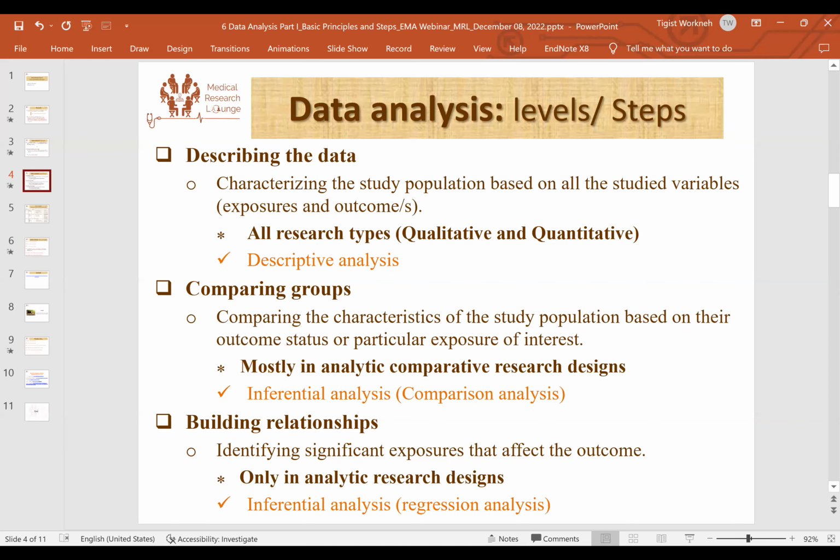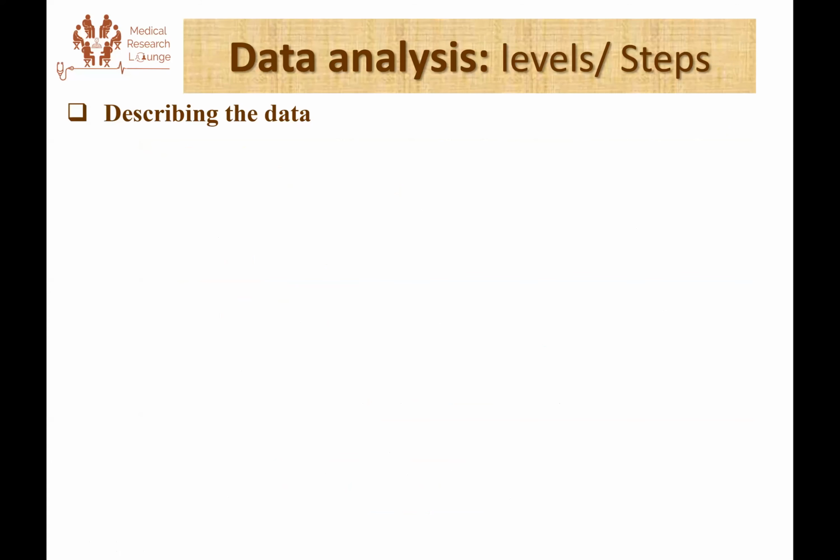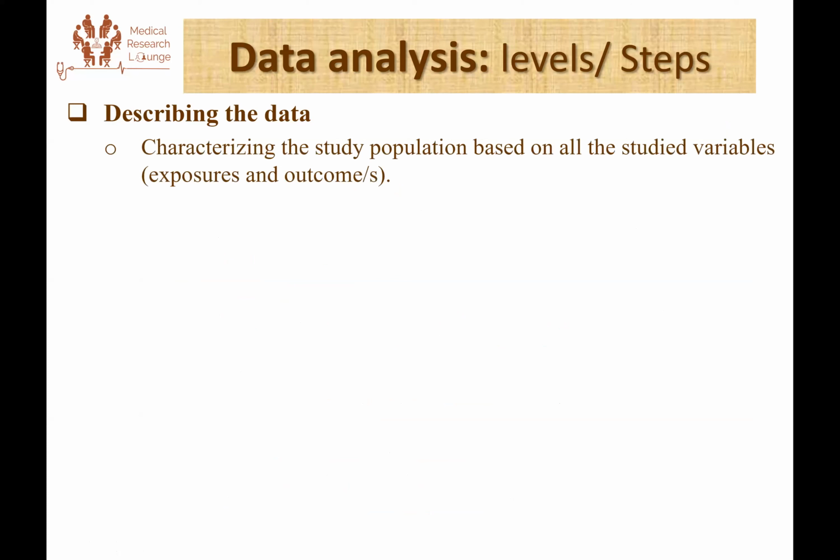So the first level of analysis is describing our data. When we have raw data, the first analysis that we do is describing the data. That means characterizing the study population based on all of our studied variables. Every variable is a characteristic for which we collect data for our research. For example, it could be age, gender, medical condition, our outcome variable. It could be length of hospital stay or any other confounding variables for which we have collected data. They have to be characterized and presented in our study.